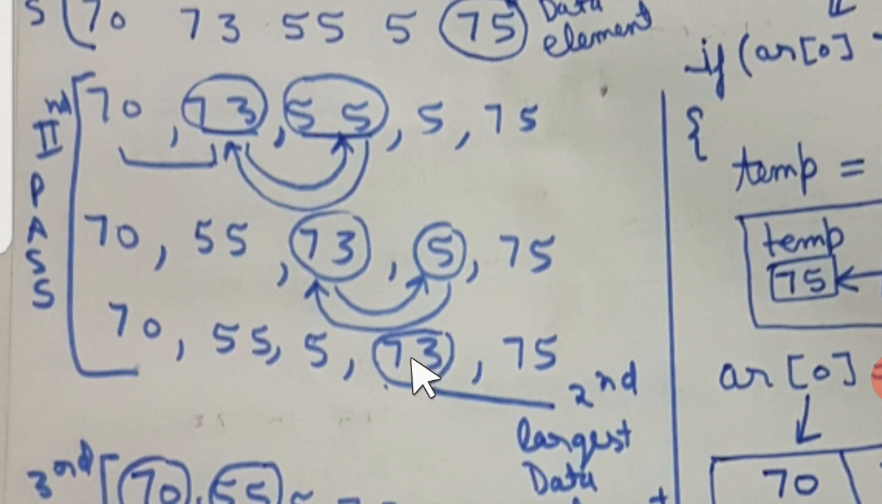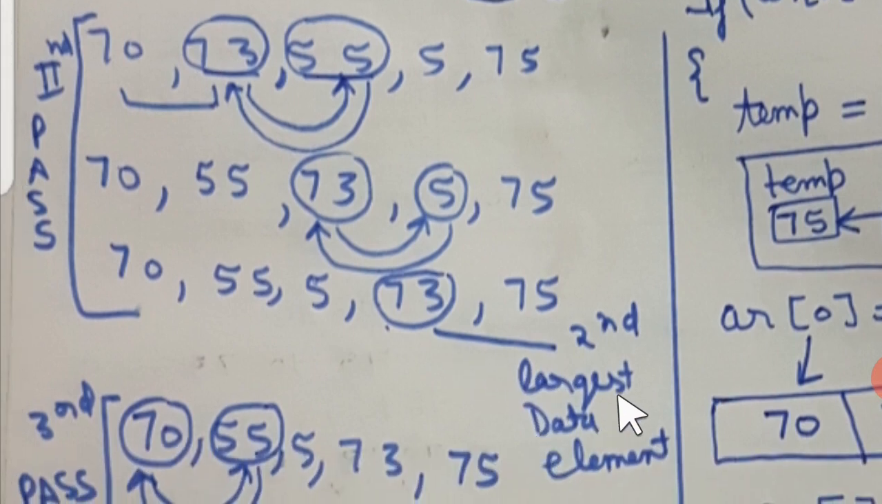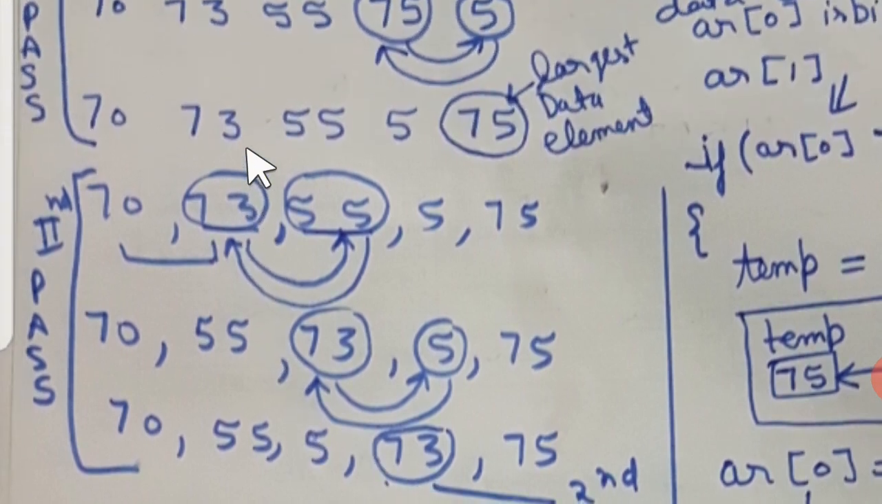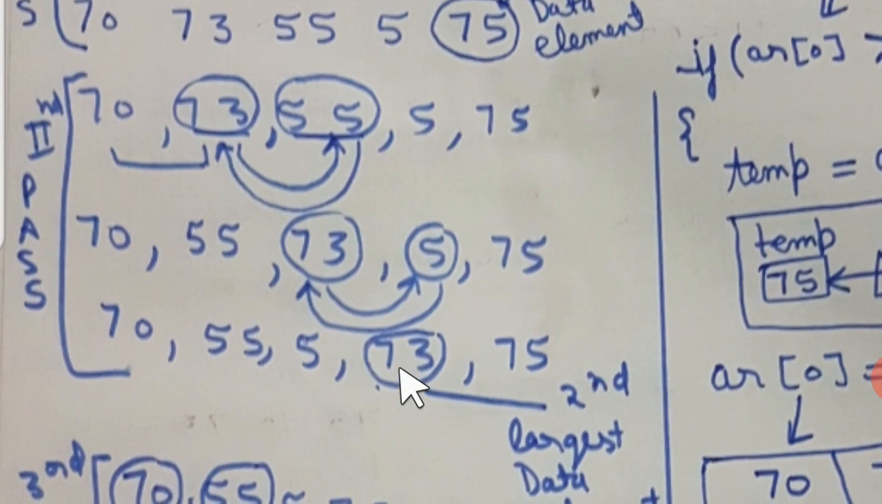Now we do not need to compare this element with 75 because 75 has already reached its proper location where it is supposed to be. Now 73 has finally reached its proper location too, because this is the second largest data element in the array. How many comparisons have we performed this time? In the first pass we performed 4 comparisons. This time 1, 2 and 3, so 3 comparisons have been performed. We have reduced our comparisons by 1 because after each pass, one element reaches its proper location.